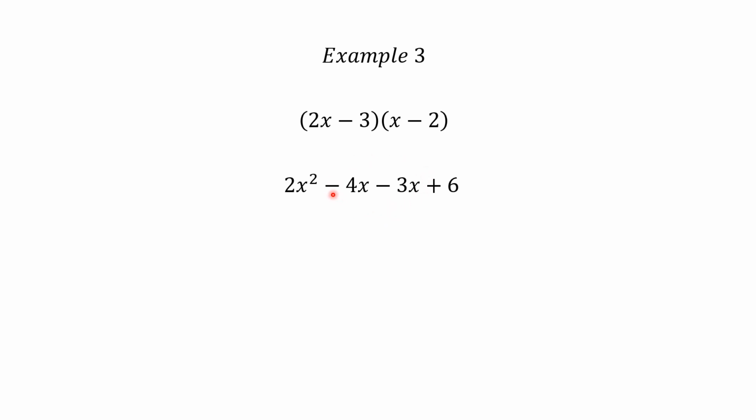The only like terms in this expression are minus 4x and minus 3x. Make sure that you add those like terms or subtract, depending on the directive that is there. In this case, we have minus 3x and minus 4x. If you add the two, they will give you minus 7x. So the final answer becomes 2x squared minus 7x plus 6.